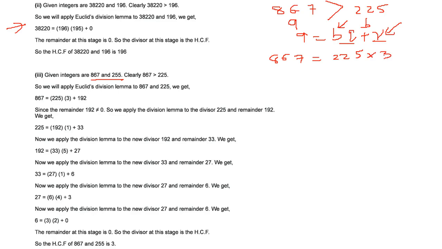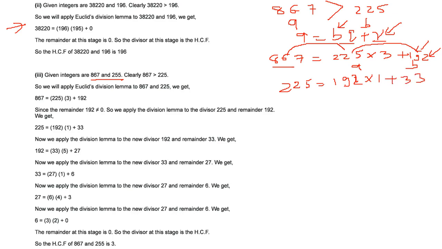Because if I multiply by 4, it goes past 867 that we don't want. So 225 into 3. And if you are not aware what has to be taken here, you just subtract 867 with 225 into 3. So you get 192. Now you don't have a remainder as 0. So 225 and 192. Now this is A, this is B. So 225 can be written as 192 into 1, because if I multiply it by any other number, it will go past 225 that we don't want. Plus 33. Right?